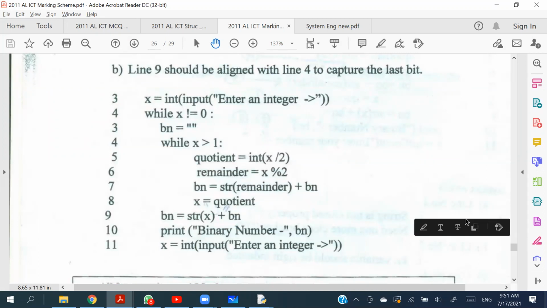It is comparatively easy than the previous question papers. Right?